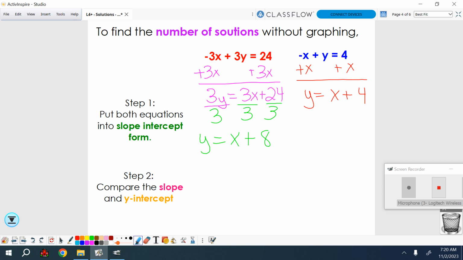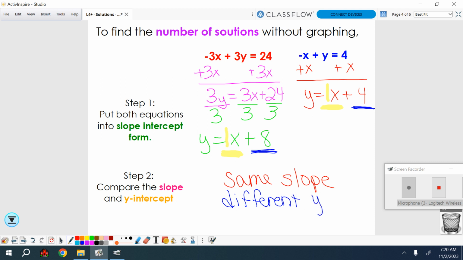Now again, now that they're both in slope-intercept form, look at your slopes. No number in front means that's 1x. That's 1x. So we can see that both of these equations have the same slope, which means they're not going to intersect. If they have the same slope, we have two options. They're either going to be parallel or they're going to be the same line. The way we're going to decide is based on the y-intercept. This y-intercept is 8. This y-intercept is 4. So they have different y-intercepts. So same slope, different y-intercepts. That means our lines are going to be parallel. And parallel lines are going to have no solutions.